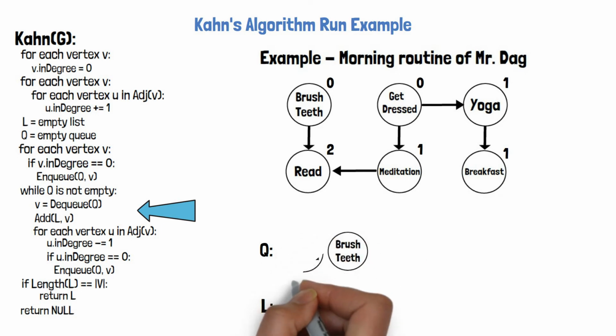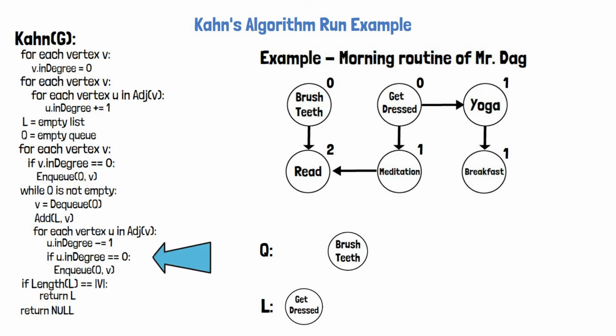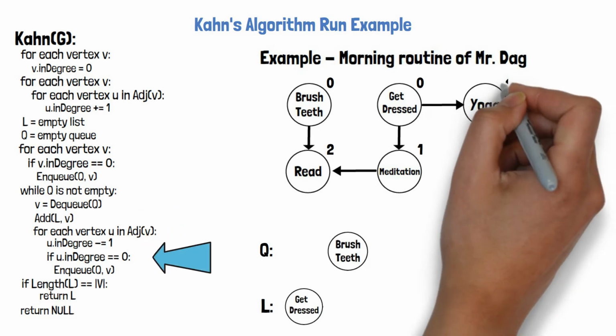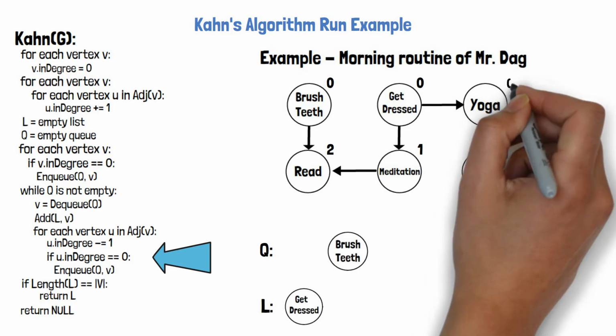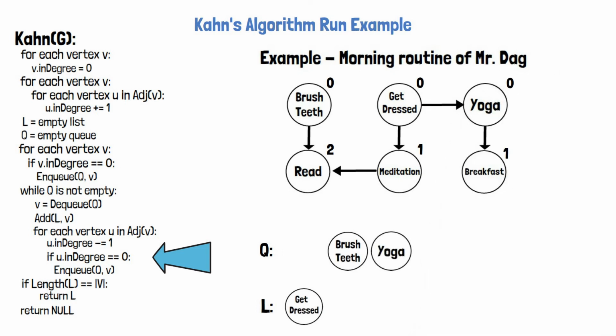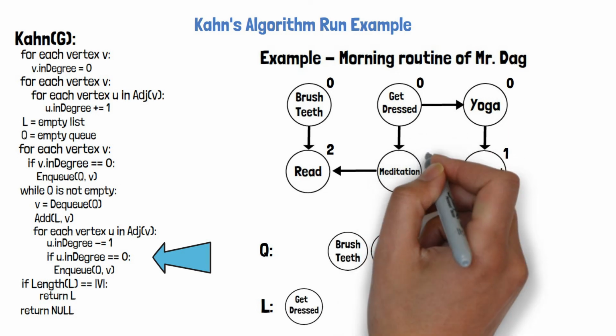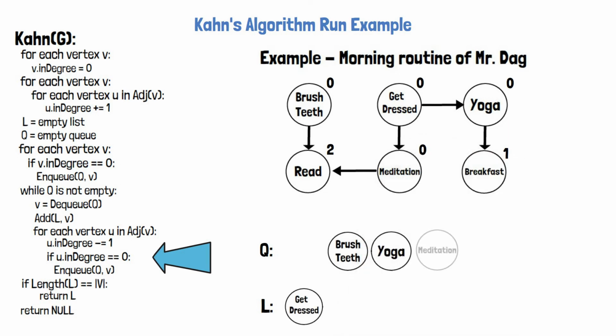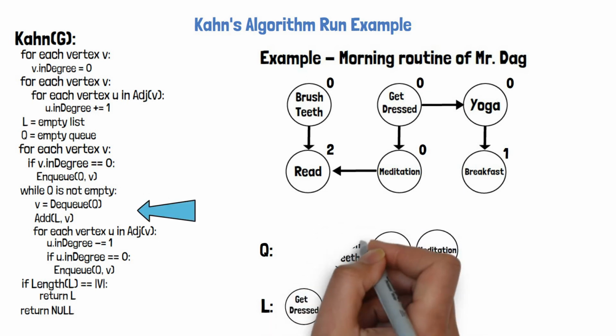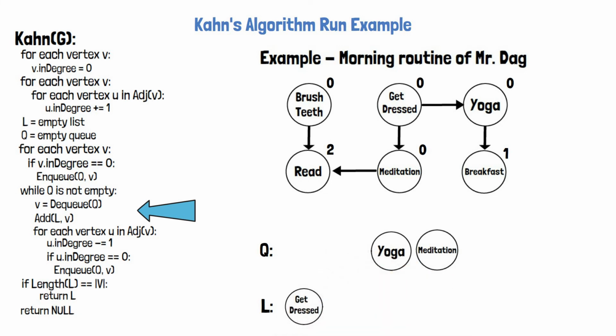We dequeue get dressed, as it is the first in the Q, and add it to the topological sort. We then loop over the neighbors of get dressed, which are yoga and meditation, decrease their in-degree by 1, and since their in-degree becomes 0, we add them to the Q. We finish handling get dressed, and we go back to the while loop and start another iteration since the Q is not empty. We now dequeue brush teeth and add it to the topological sort.